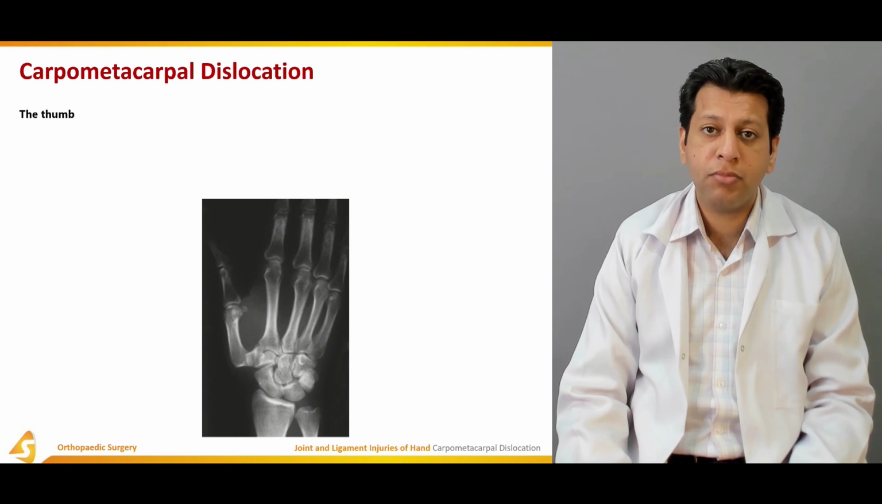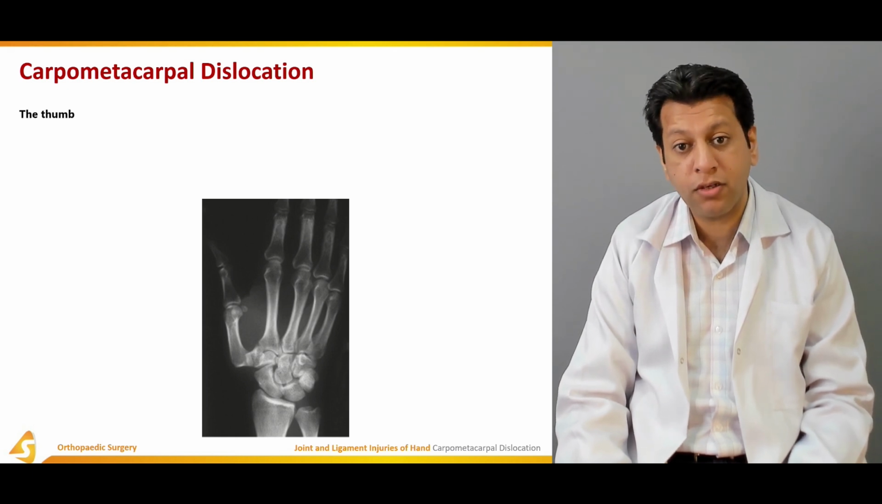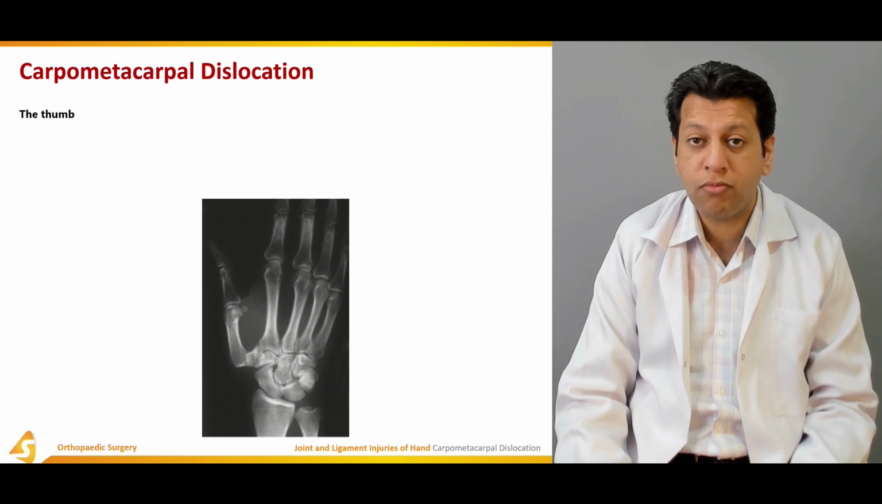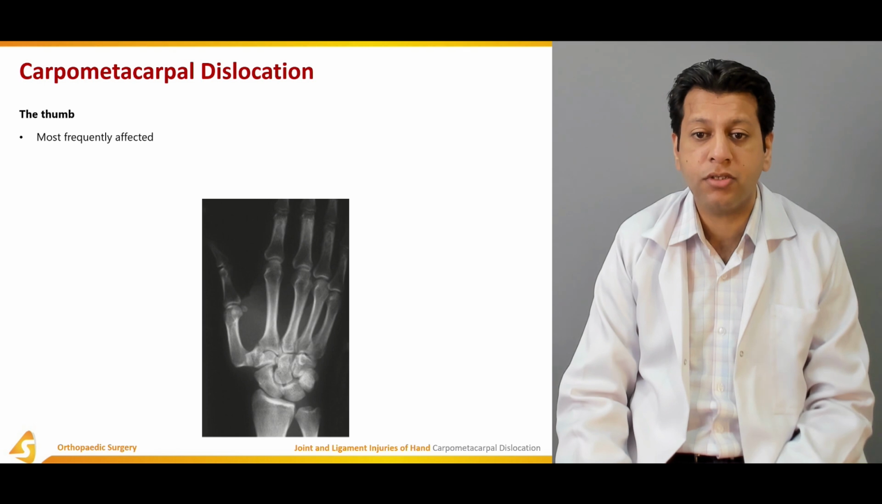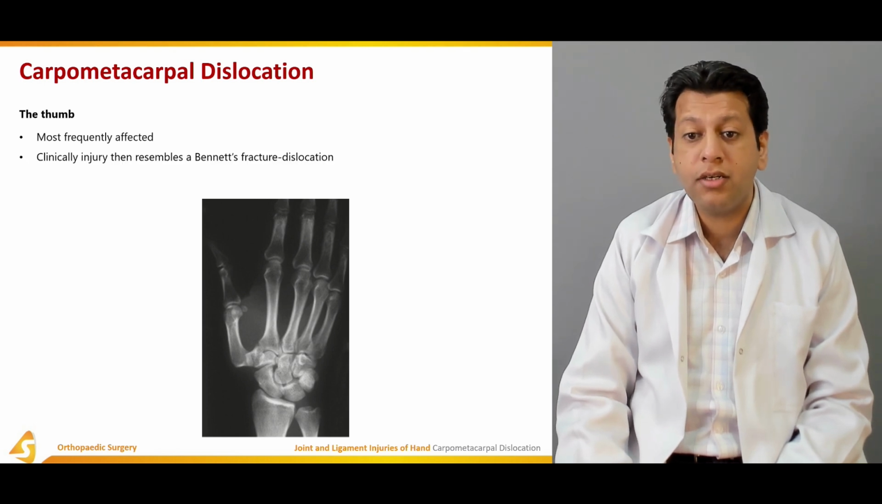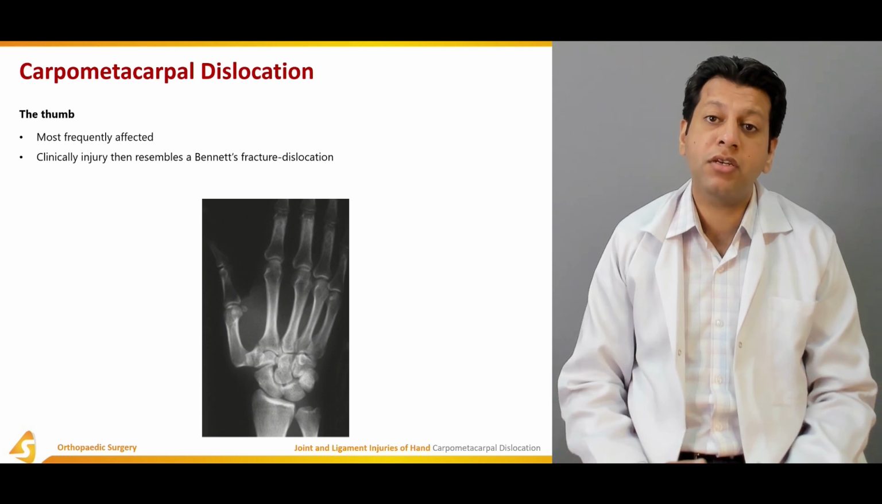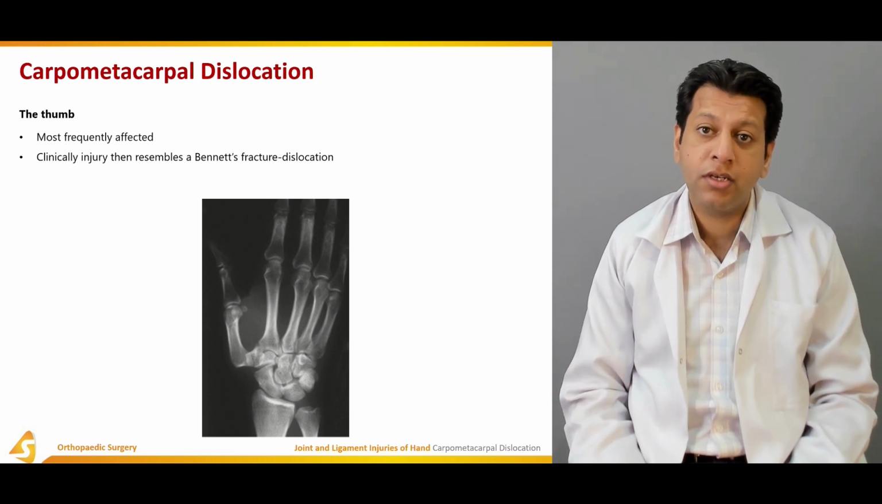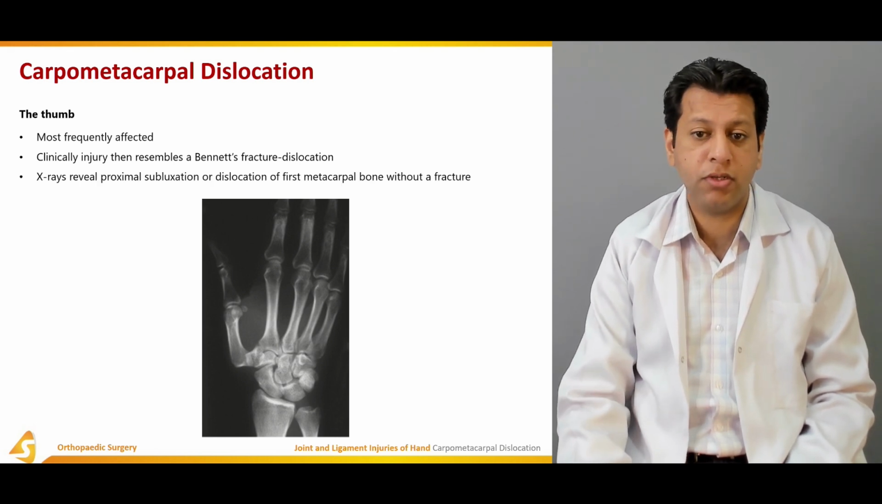And why is it the thumb? Because the thumb is actually the most mobile part of the hand, and mainly in the pincer grip and functions, the thumb is actually rotating around the fingers. So the thumb is the most commonly involved in the case of injury of the carpometacarpal fracture dislocations. Clinically the injury usually resembles a Bennett fracture dislocation. And it's important, when it is associated with a fracture, it may resemble a Bennett fracture dislocation because there are usually intra-articular oblique fractures sometimes present as well.